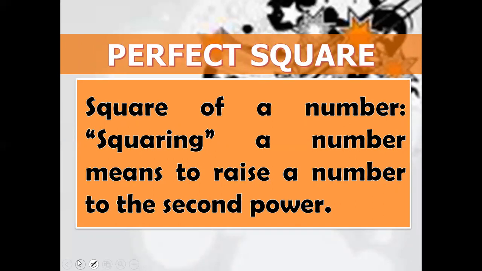I repeat. So when I say square 2, the base should be equal to 2. You square it, so it's on the second power. So you have to write 2 here as the exponent. So this is the concept now of squaring a number. When you square a number, you have to raise the certain number given to the second power. So that's the concept of squaring.